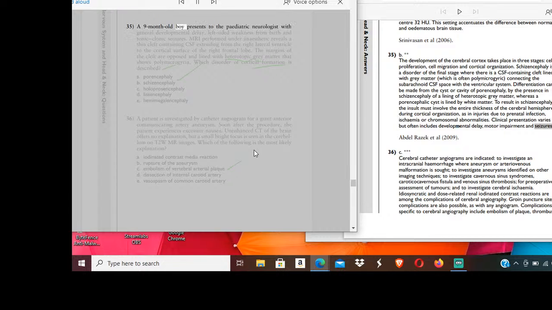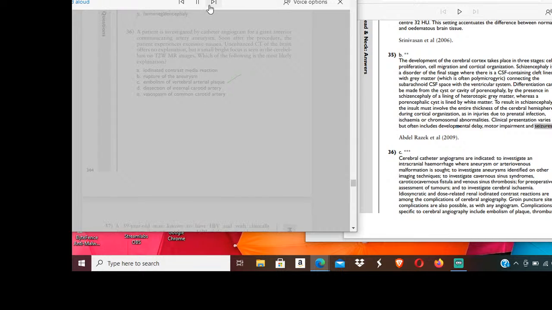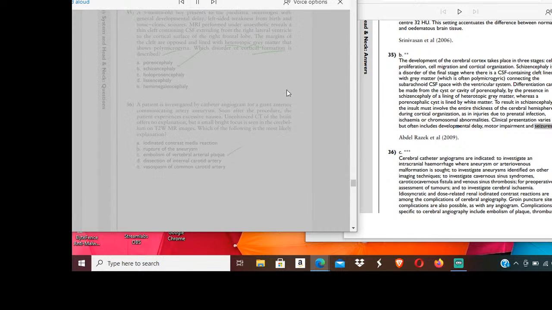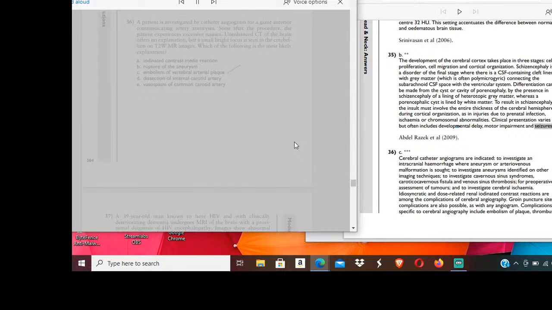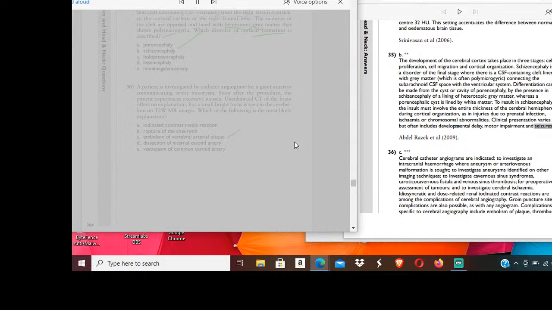35. A 9-month-old boy presents to the pediatric neurologist with general developmental delay, left-sided weakness from birth, and tonic-clonic seizures. MRI performed under anesthetic reveals a thin cleft containing CSF extending from the right lateral ventricle to the cortical surface of the right frontal lobe. The margins of the cleft are opposed and lined with heterotopic gray matter that shows polymicrogyria. Which disorder of cortical formation is described? A. Porencephaly. B. Schizencephaly. C. Holoprosencephaly. D. Lissencephaly. E. Hemimegalencephaly.